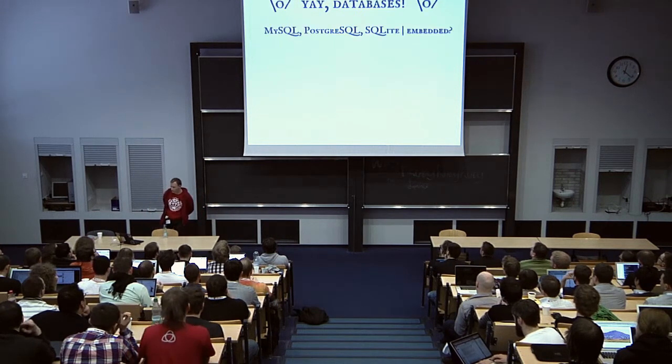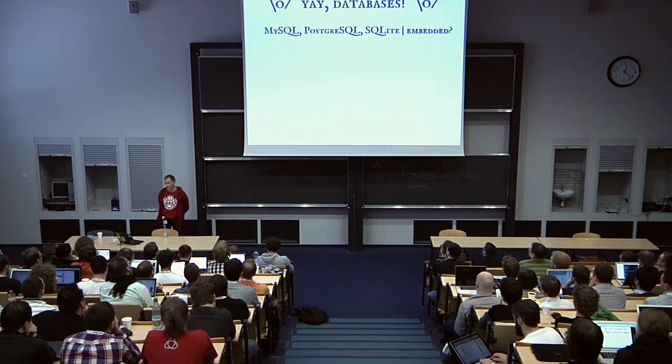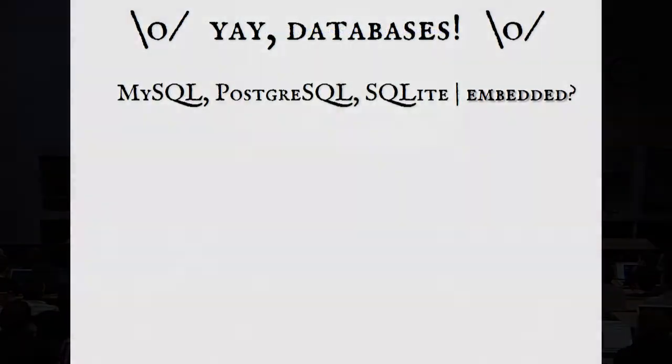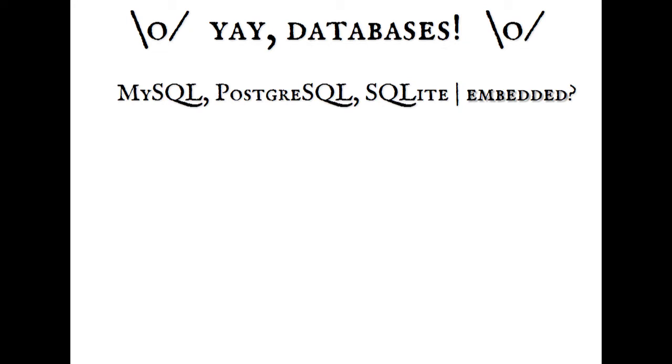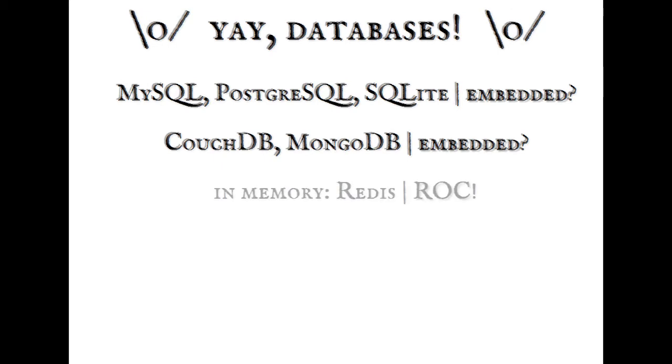And there is a vast spectrum of databases we can pick from: MySQL, PostgreSQL, SQLite if we have a small app. There is an embedded version of SQLite if we want to run in a virtual machine, for example, and we want to persist the whole machine rather than persist the data.